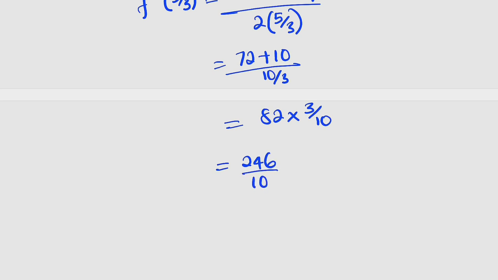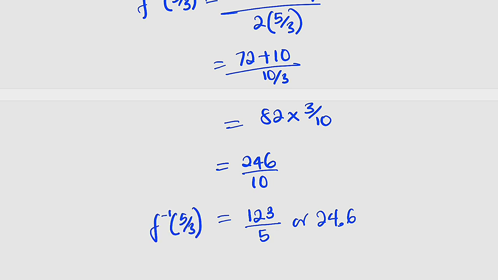I don't know, because no condition is given. We can either write it in fraction or in decimal. If it is in fraction, we can divide the top and the bottom by 2, because all of them are even numbers. So we have 123 to the top. To the bottom, we have 5. This is in fraction. Or you can simply divide this by 10, which is 24.6. It depends on how you want to write your answer. So this is f inverse of what? 5 divided by 30. As simple as that.